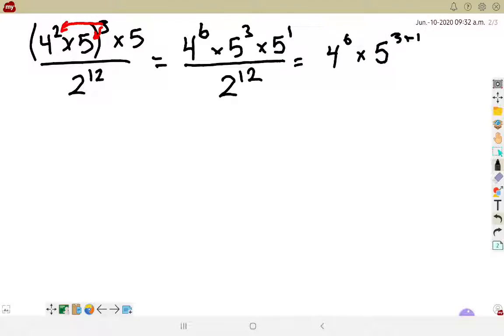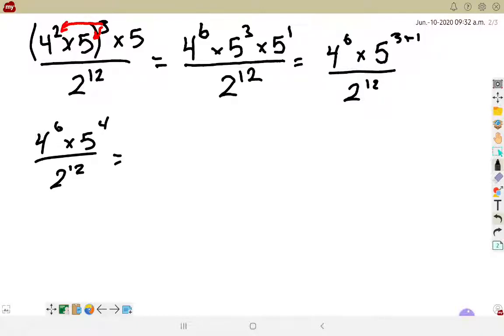So I have 5 with an exponent of 3 plus 1, so that's going to give me an exponent of 4. And so I have 4 exponent 6 times 5 exponent 4 over 2 exponent 12. Now at this point, I still have not done anything to make it so that I can solve this without a calculator. Okay, so I can hopefully remember that another way of writing 4 is 2 squared.